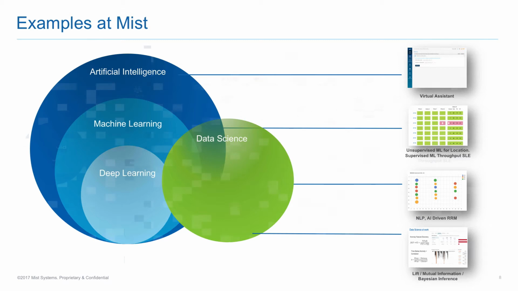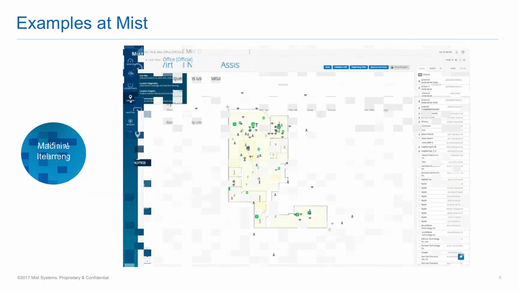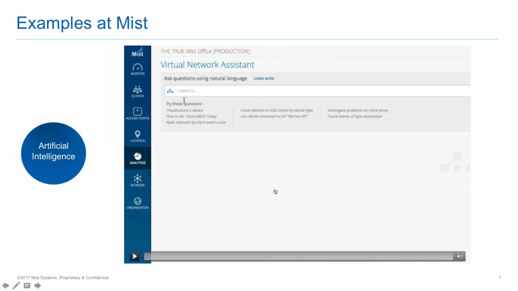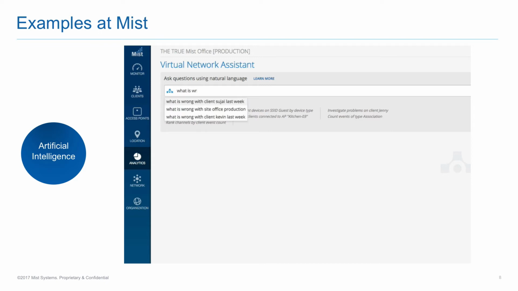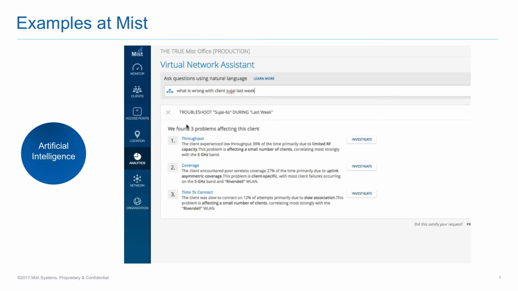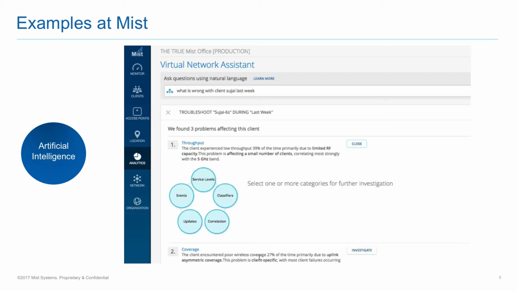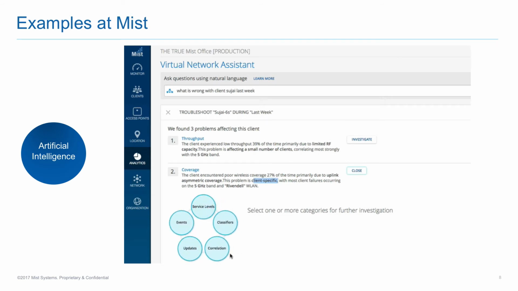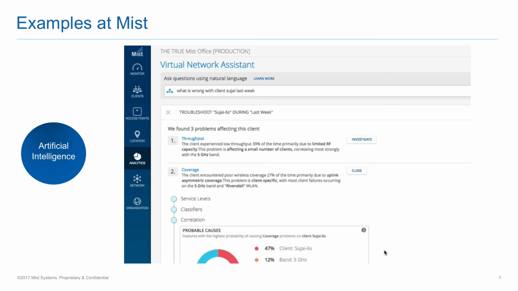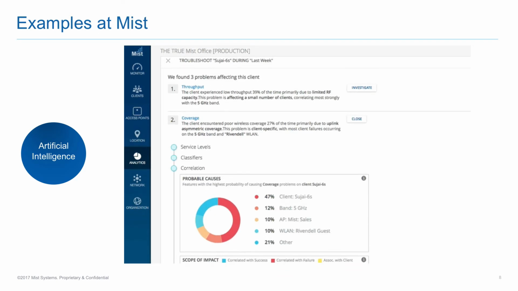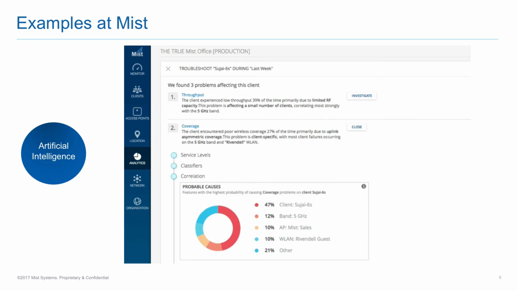So let's start with AI. For us, with respect to AI, it is about being able to ask natural language questions in our virtual assistant, to say, hey, what is wrong with Sujay's iPhone experience last week, right? Process NLP and be able to come up with, is throughput the issue? What kind of correlations are happening? Is it client specific? Is it because Sujay has a corner office that he's suffering from some coverage issues? How is the band affecting his experience? How is the WLAN he's on affecting this experience? What other factors are affecting his experience?